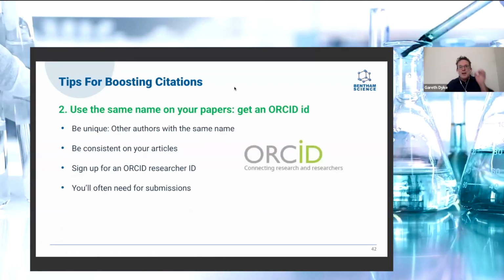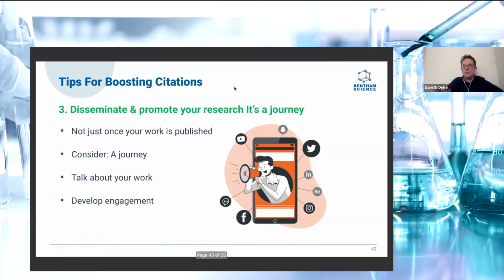Tip number 2, make sure you use the same name on all your papers. Gareth Dyke, Gareth J. Dyke, G.J. Dyke, G. Dyke. Loads of different ways to say the same name on your research papers. It confuses other people. And one way to implement this, as we've talked about already, as Samuel, I hope, has now signed up for Orcid. Get over onto orcid.org. Use your Orcid ID when making those article submissions.